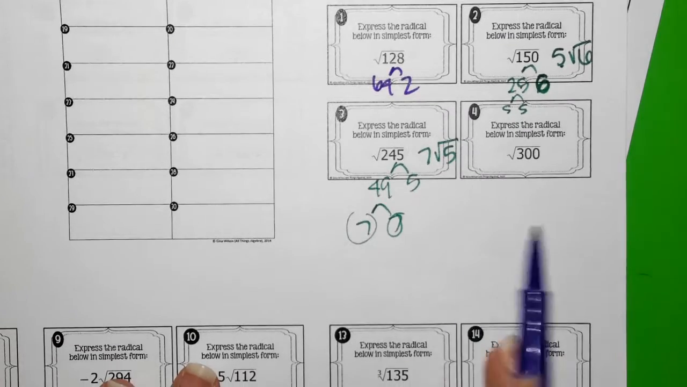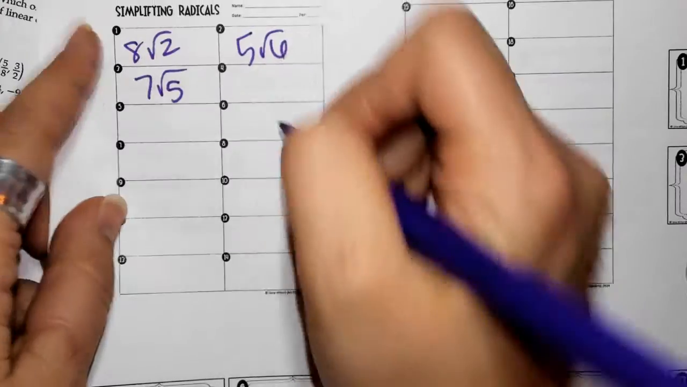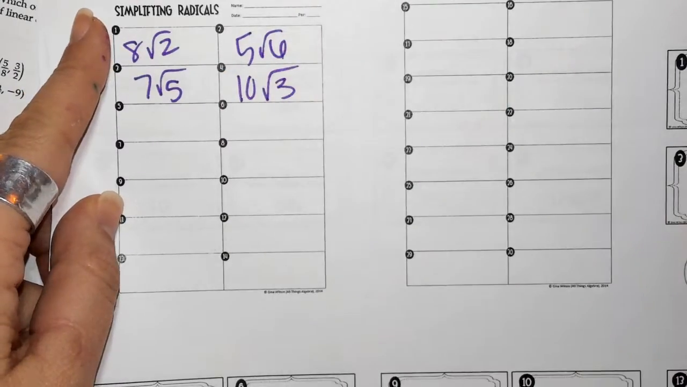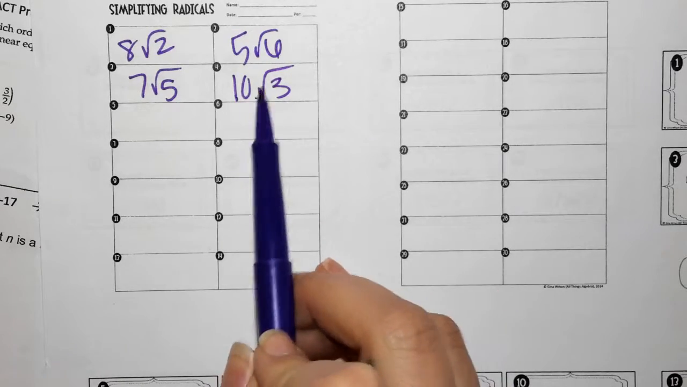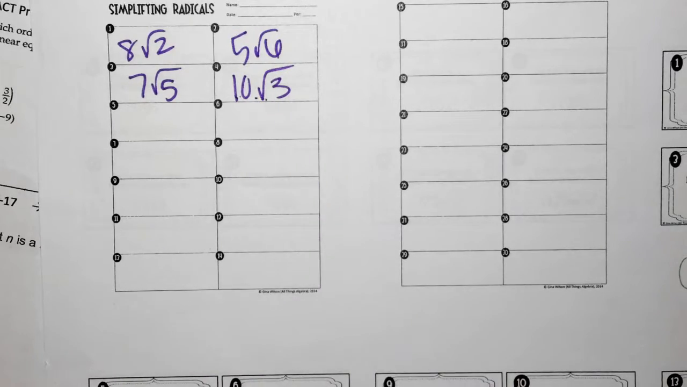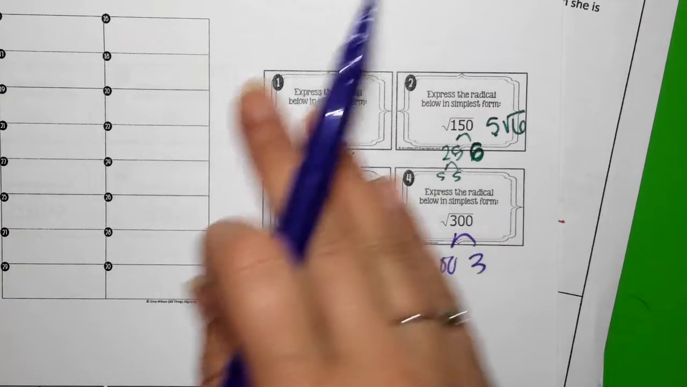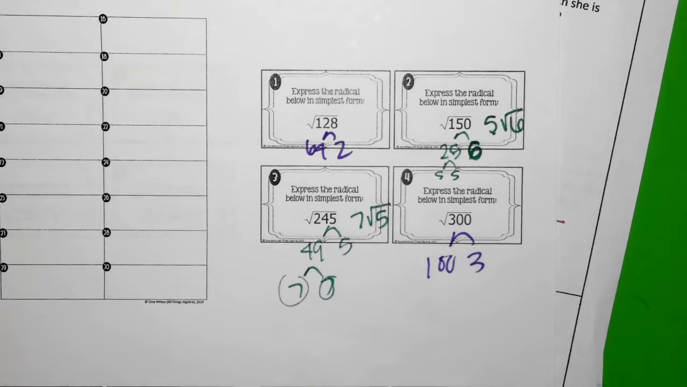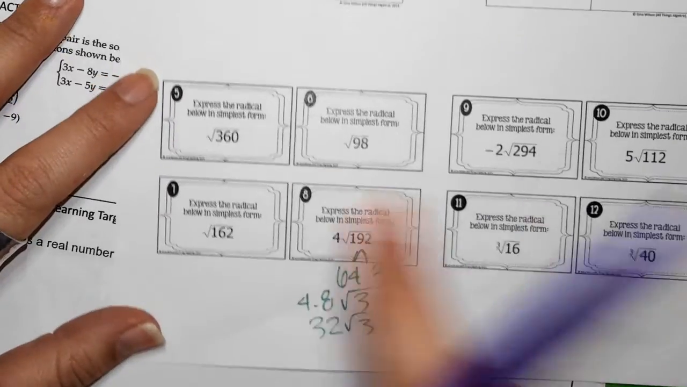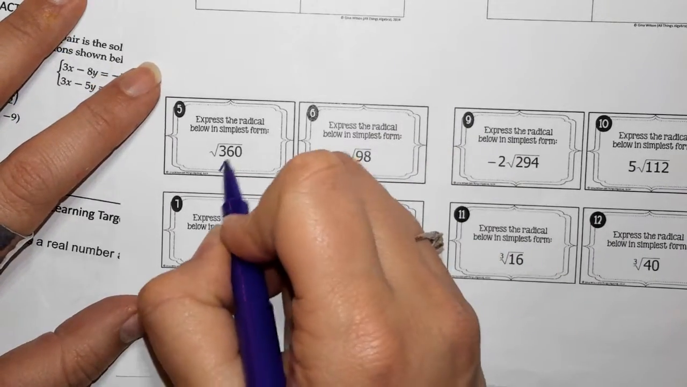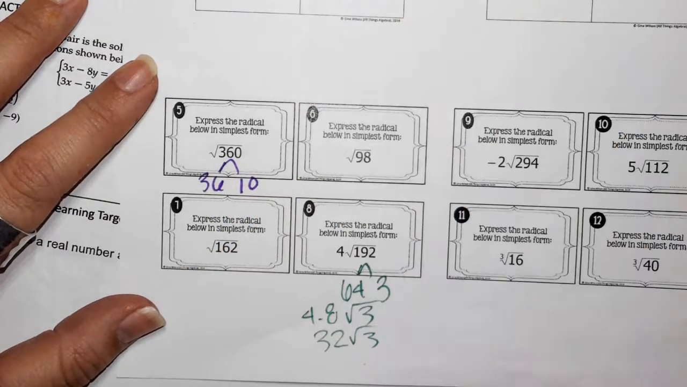All right, so on number 4, that should be 10 times 3, so that becomes 10 root 3. And that's how you say this. You say 10 root 3 or 10 times the square root of 3. Does everybody see how I got those? Do we need to walk through them again, or are we okay? Are we sure? Okay. Next would be 36 and 10. So that's 6 root 10.